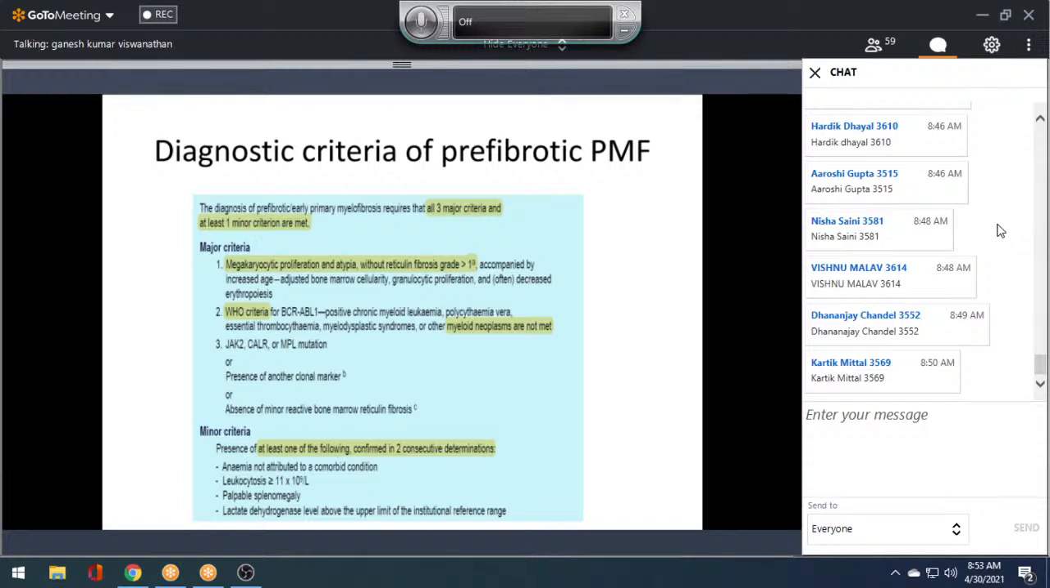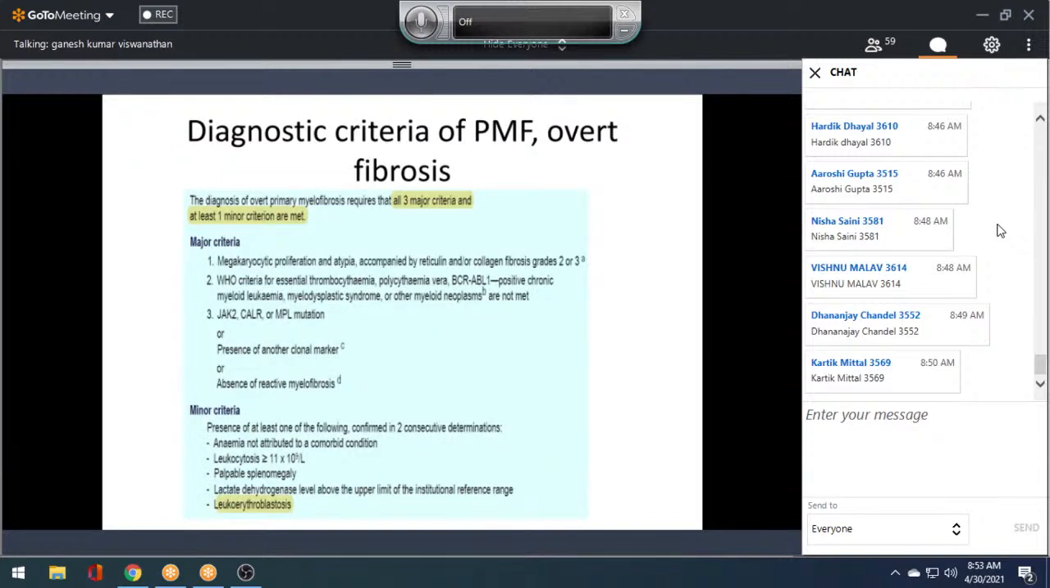How do we diagnose pre-fibrotic PMF? In the bone marrow, there is megakaryocytic proliferation and atypia, and reticular fibrosis is not prominent in the early stages. We should have a mutation in JAK2, CALR, or MPL, or another clonal marker, and the presence of minor criteria, including anemia, leukocytosis, or splenomegaly. The overt or fibrotic PMF has slightly different criteria. Again, we have megakaryocytic proliferation, BCR-ABL1 is negative, JAK2, CALR, MPL is positive. Here we have increased LDH and leukoerythroblastosis.